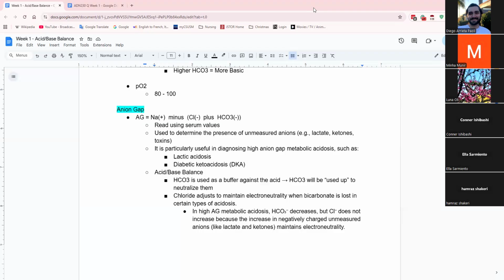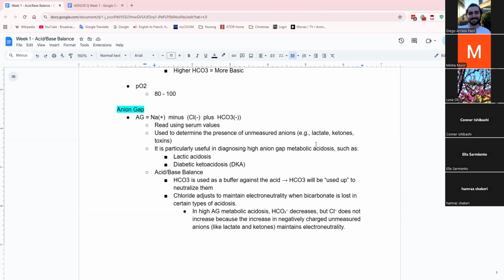You guys might have had a patient with anion gaps that are measured through their labs. You might have seen that with somebody that has sepsis, and therefore has lactic acidosis. Somebody that has DKA, and then we'll go from there.